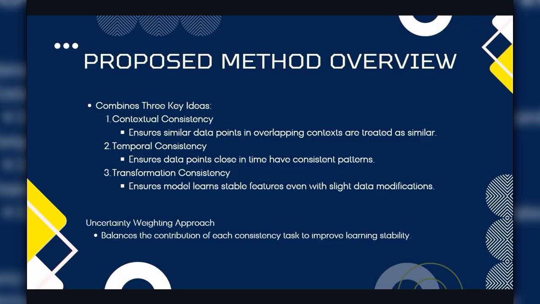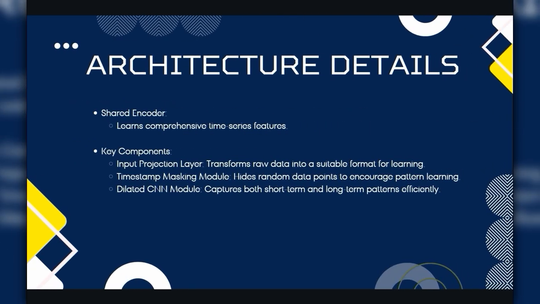Now let's come to the architecture details. The core of our method is a shared encoder, which is a neural network designed to extract useful features from time series data. This encoder has three parts: an input projection layer that turns raw data into a more useful format for learning; a timestamp mask module that randomly hides parts of the data to create a prediction challenge for the model, which helps it learn patterns more effectively; and a dilated CNN model that captures information across both short-term and long-term patterns.